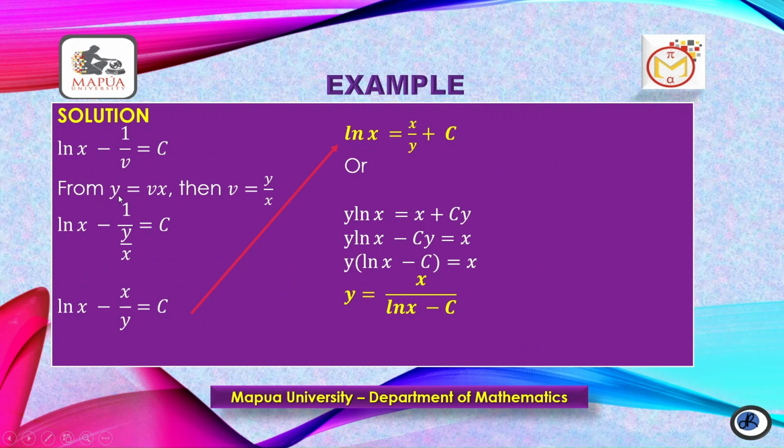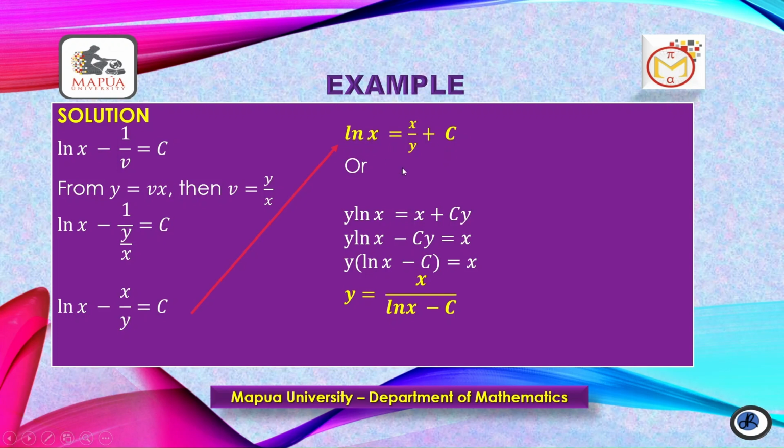Now since we let y equal to vx, then we can look for v as y over x. So ln of x minus 1 over, the v is y over x, and just simplify. Multiply the numerator by the reciprocal of the denominator, so this is x over y, and equal to c. Or you can also transpose the x over y to the right side. So we have ln of x equal to x over y plus c. So this is now our general solution for that.